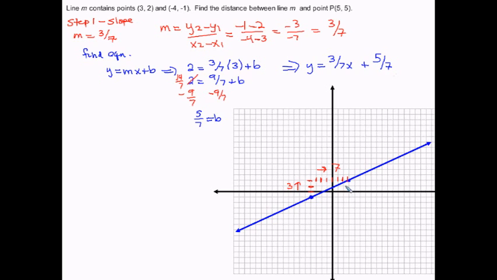So see, this one's not working out perfectly, so I do have to use the steps, the algebraic way of finding the equation. Okay, step 2 is perpendicular line equation.